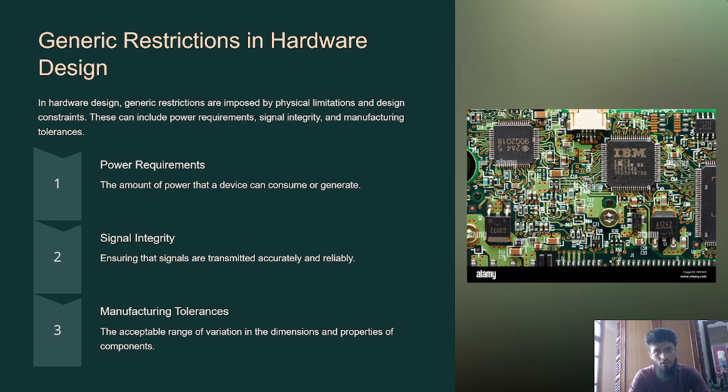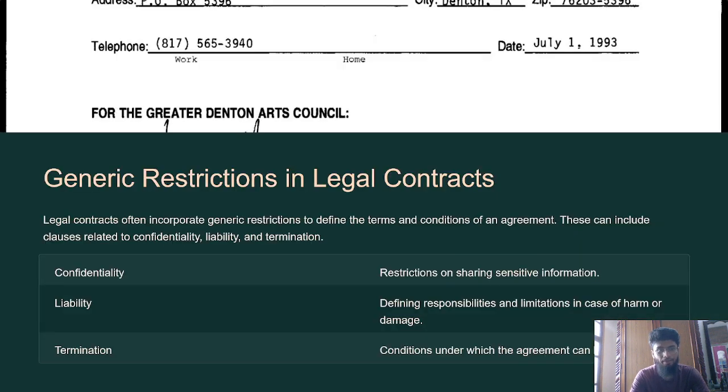Generic restrictions in hardware design. In hardware design, generic restrictions are imposed by physical limitations and design constraints. These can include power requirements, signal integrity, and manufacturing tolerance. Power requirements: the amount of power that a device can consume or generate. Signal integrity: ensuring that signals are transmitted accurately and reliably. Manufacturing tolerance: the acceptable range of variation in the dimensions and properties of components.